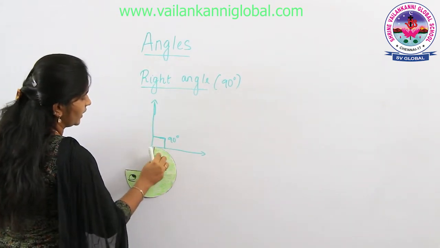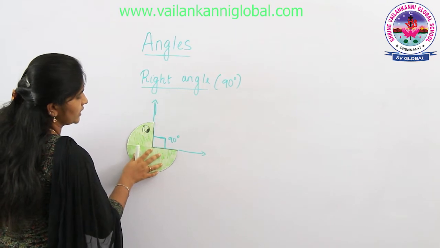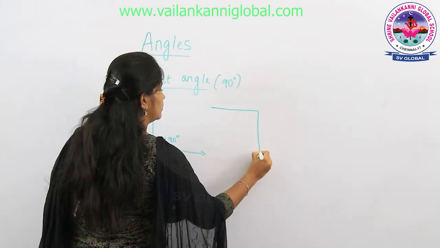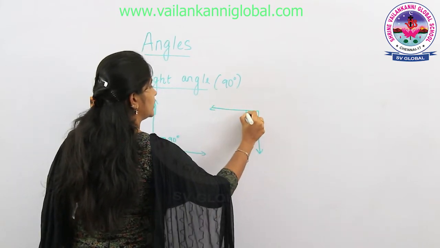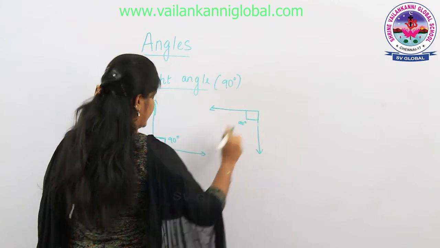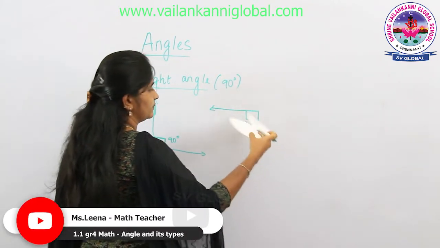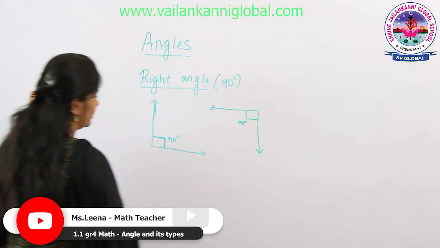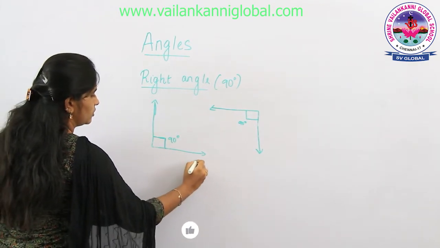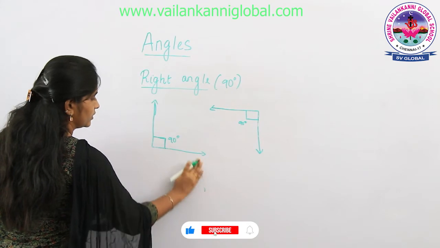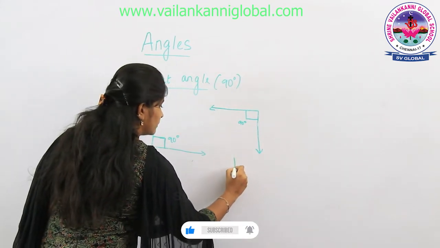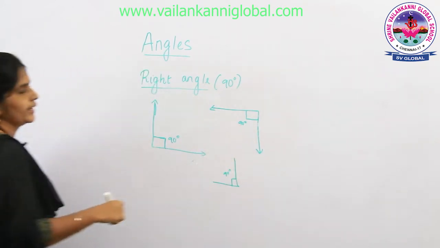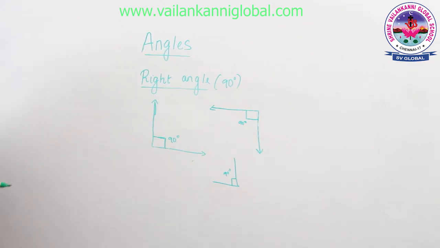So I can place it this way. So this is coinciding. So this is a right angle. Not only this, I can draw the right angle this way also. So this is also a right angle. Here I represent it this way, 90 degrees. Again I'll use my right angle checker like this. So this is also 90 degrees. I can also draw this way. So this is also 90 degrees. So all these are right angles. It's nothing but 90 degrees. This is the first angle.